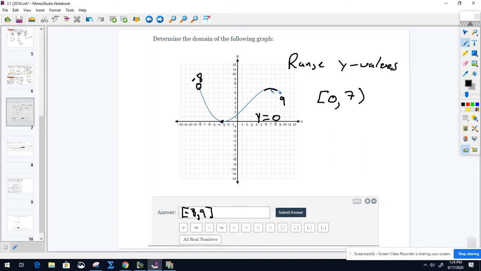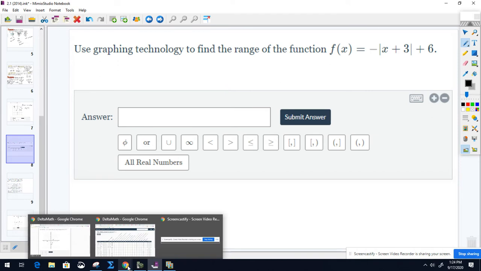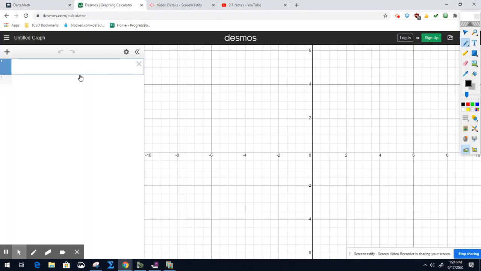Okay, so again, just an answer they could give you or a problem they give you would be one with range. Let's look at another problem. It says use graphing technology to find the range of the following function. So graphing technology means I'm going to have to go to Desmos. I'm going to have to type it in. Okay, well, how do I type that in?